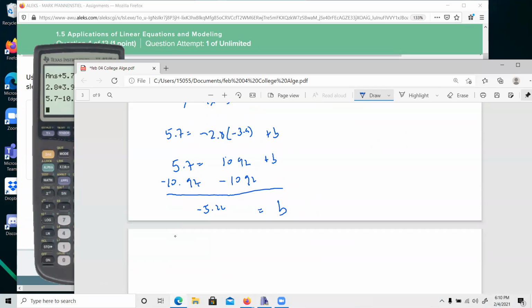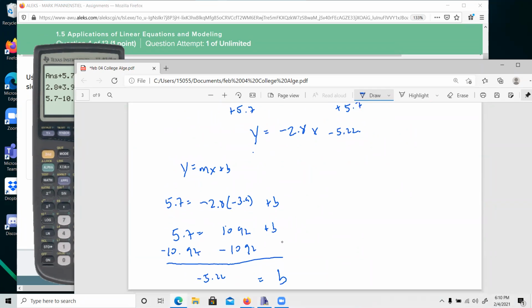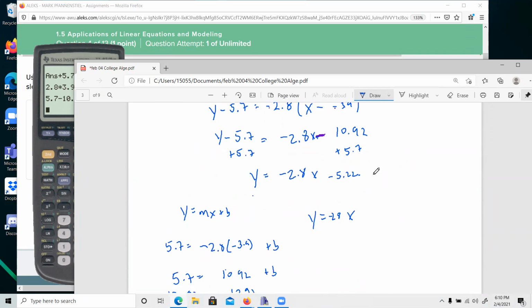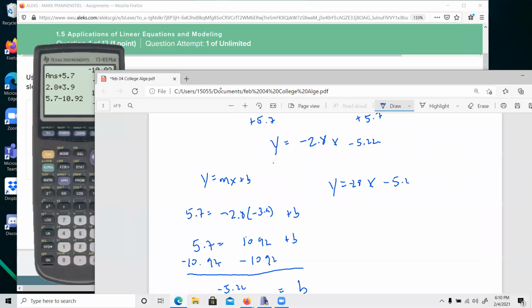You knew that up here, I know. But that's going to be y equals mx. Well, not m, but you know what I mean. It's negative 2.8x, and then minus 5.22. Same answer.